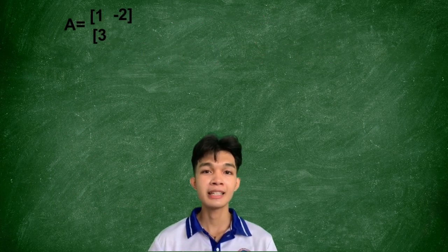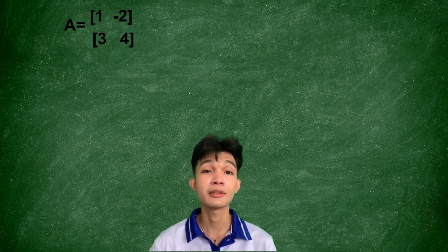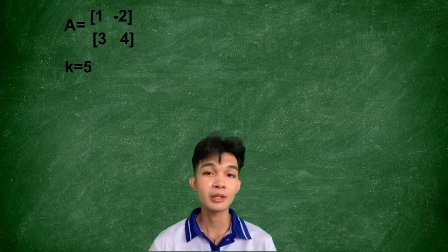Let's take a look at an example. Here, we have matrix A. A equals 1 and 3 on the first column, negative 2 and 4 on the second column, and our scalar k is 5. To perform scalar multiplication, we multiply each element in the matrix by 5.